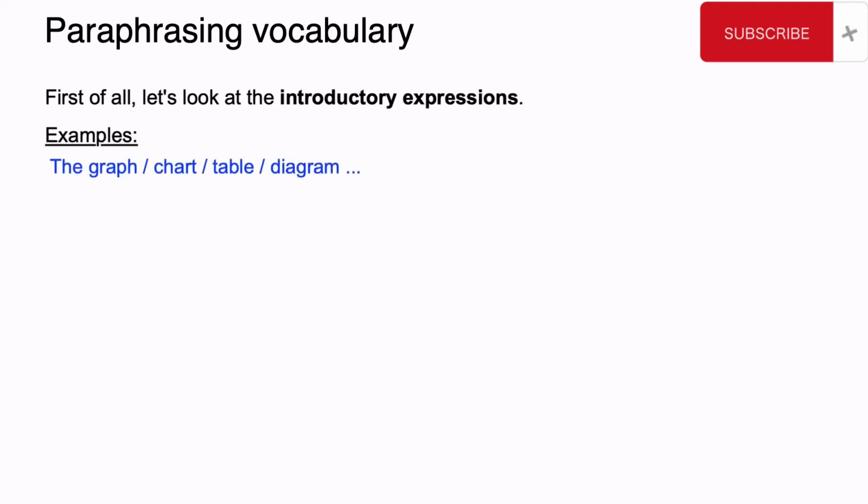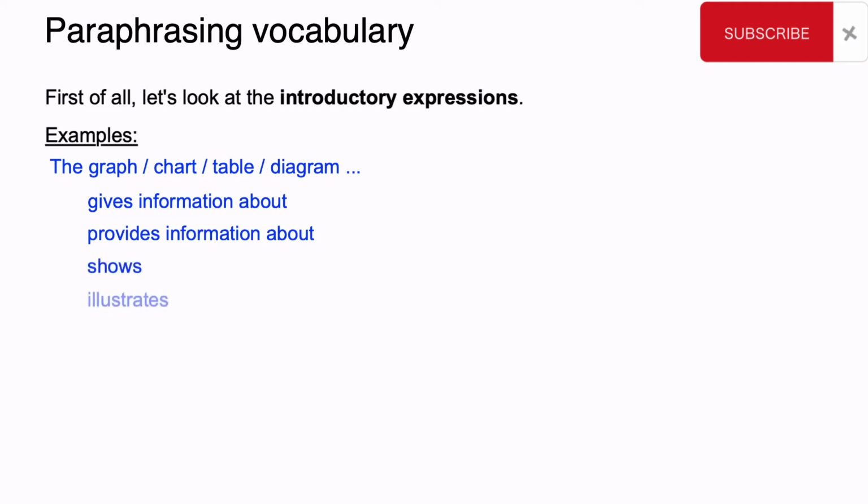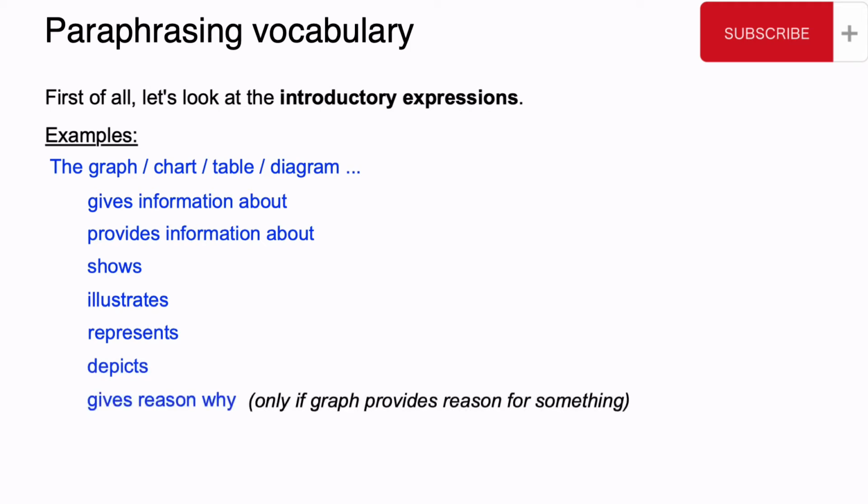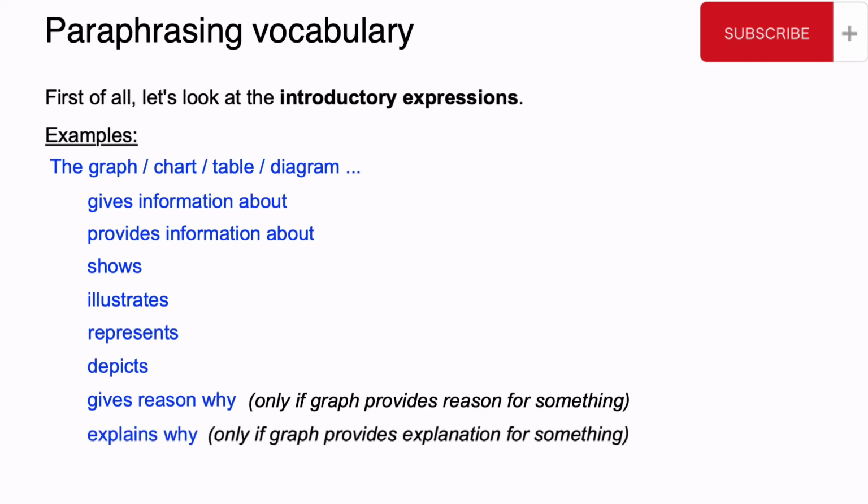The graph, chart, table, or diagram gives information about, provides information about, shows, illustrates, represents, depicts, gives reason why, only if graph provides reason for something. Explains why, only if your graph provides explanation for something. Compares, only if several items are compared.